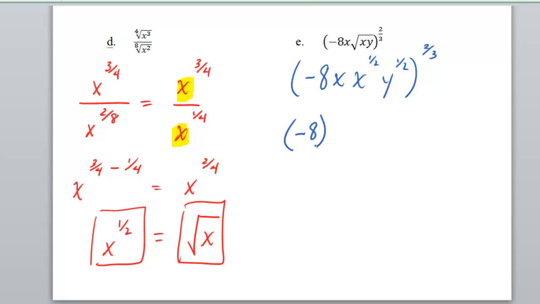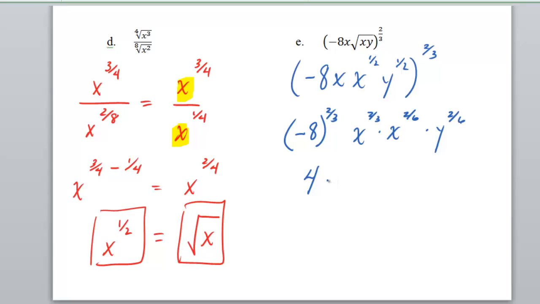Now I want to distribute the 2/3 here, and keep in mind, if I raise -8 to the 2/3 power, if you do not use the parentheses, you'll get the wrong sign in the end. So this is going to be x to the 2/3 times x to the 2/6 times y to the 2/6. And of course, you'll probably want to use your calculator for -8 to the 2/3. Make sure you use parentheses, and you'll notice that this actually equals 4.